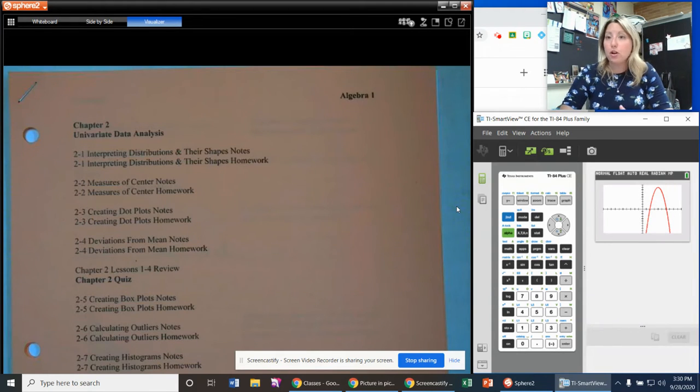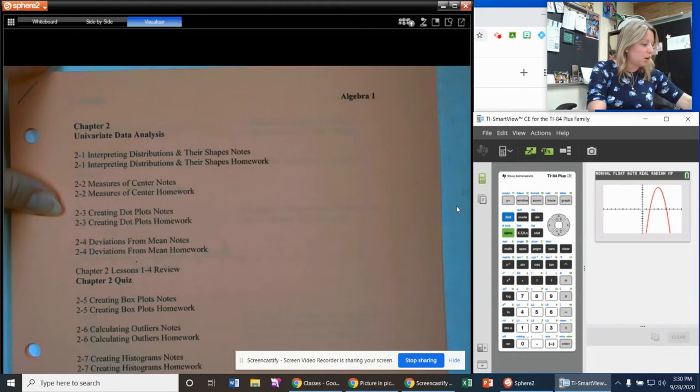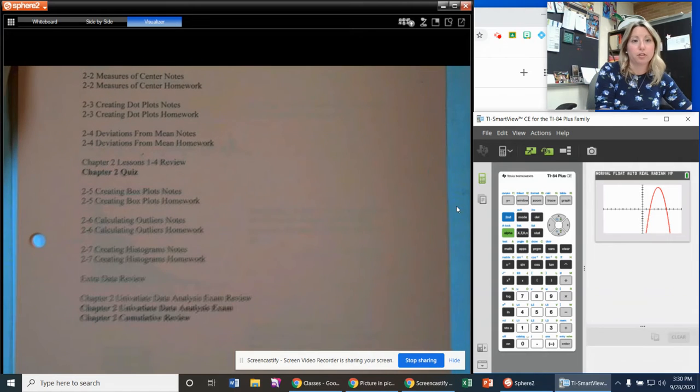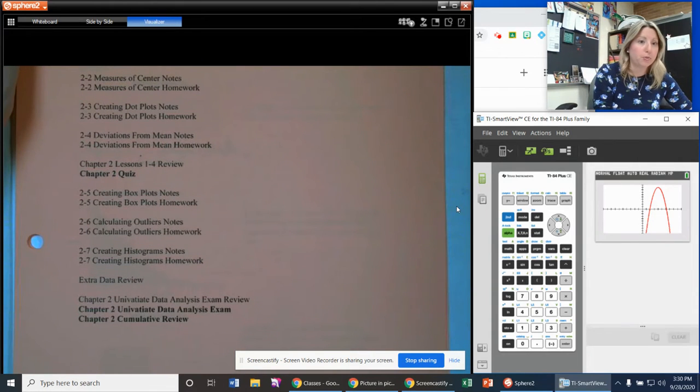Then we have a review, and our quiz will be in Delta Math. Then the second half of the chapter, of course, creating box plots. Those are really fun. You will need a straight edge for those. And your graphing calculator, of course. Then calculating outliers. We're going to use some of our box plot data for that. Then we're going to create histograms. We do have an extra data review. We will probably not do it, but it's in there, and I will have the answer key for it. And then, of course, we have the exam review, and the Chapter 2 exam will be through Delta Math, just like we've had so far.